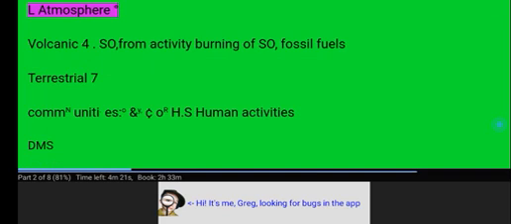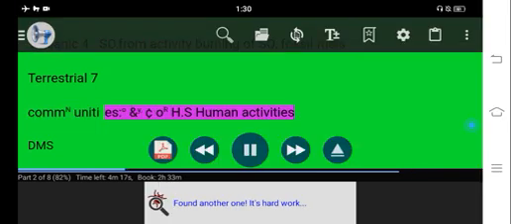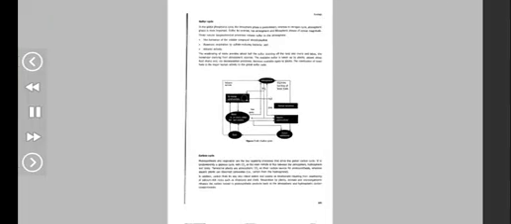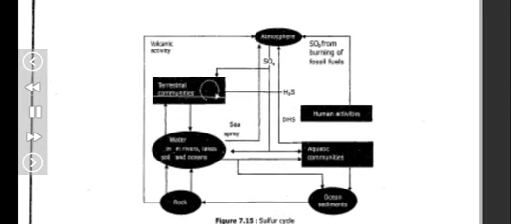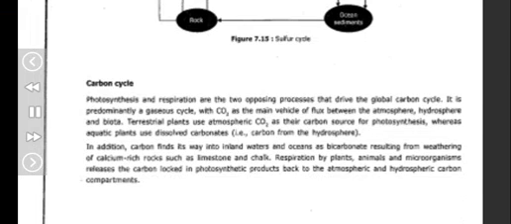L atmosphere degree. Volcanic 4. So, from activity burning of SO, fossil fuels. Terrestrial 7. Community, S shocked face and Y, center HS human activities. DMS. Water. In rivers, lakes, pipe, soil, and oceans. Rock. Aquatic. Communities. Ocean. Sediments I3. Figure 7.15, sulfur cycle. Carbon cycle.